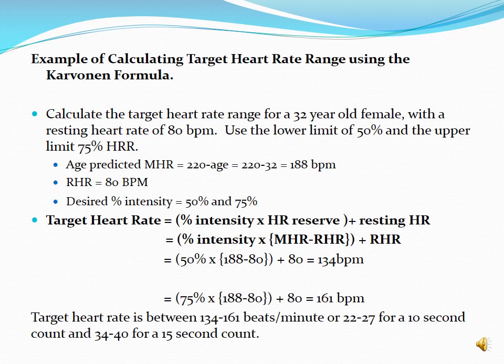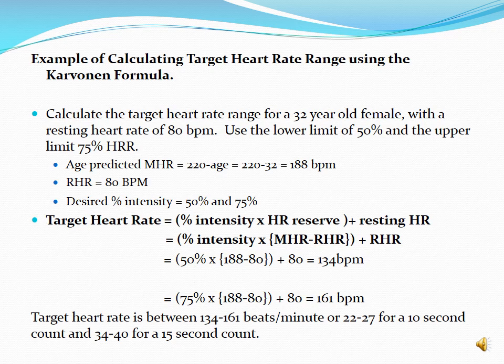So let's take the example. Okay, we're going to figure out their heart rate range, and this is going to be for an individual that's 32 years old who has a resting heart rate of 80 beats per minute. Once again, you'll see shortly the charts that will show you where you want individuals to exercise at. But for this example, we want to give this lady a range in which to exercise, and we're going to say the lower intensity will be 50% of her heart rate reserve, and the upper limit will be 75% of her heart rate reserve.